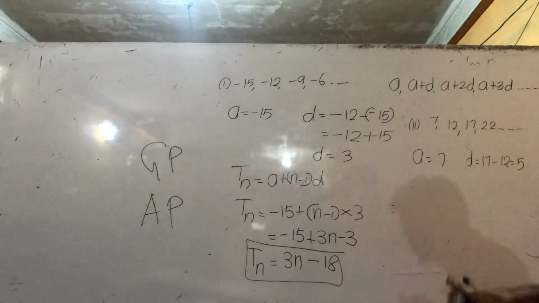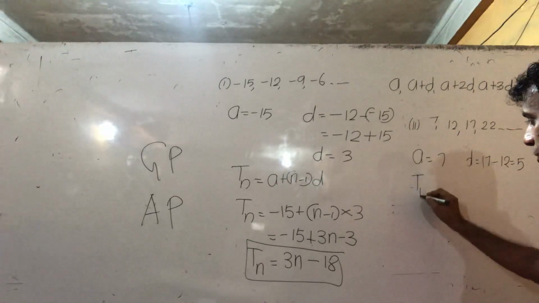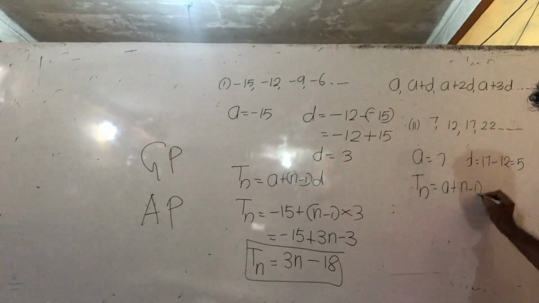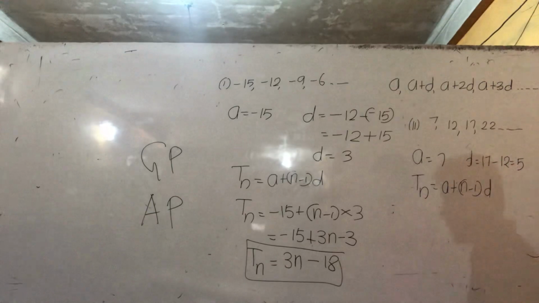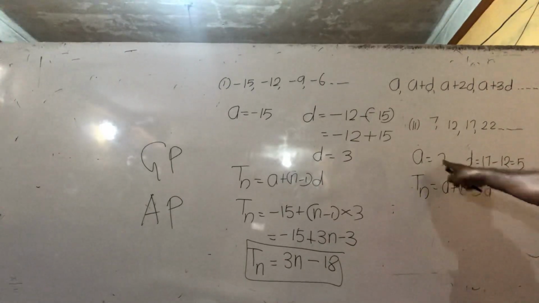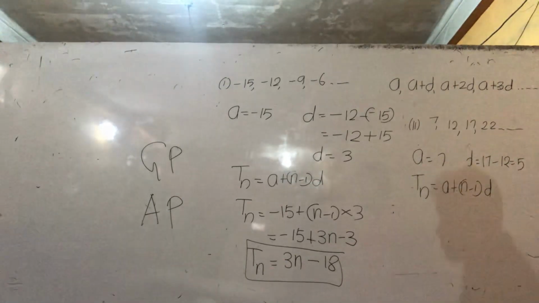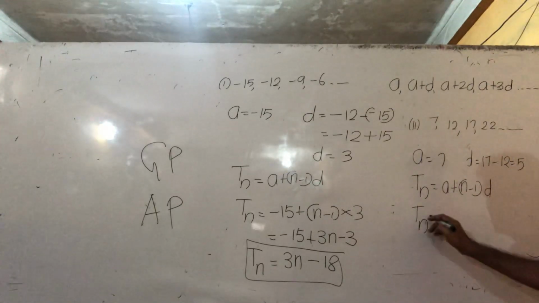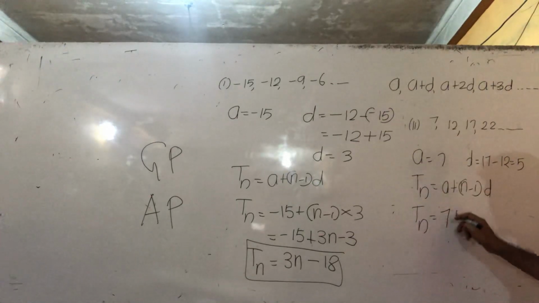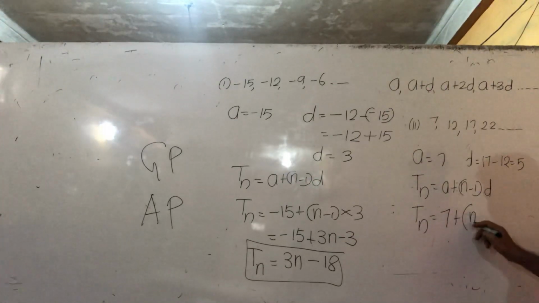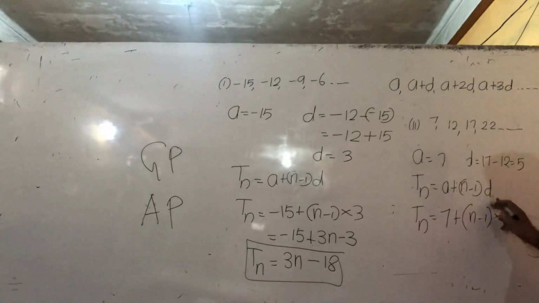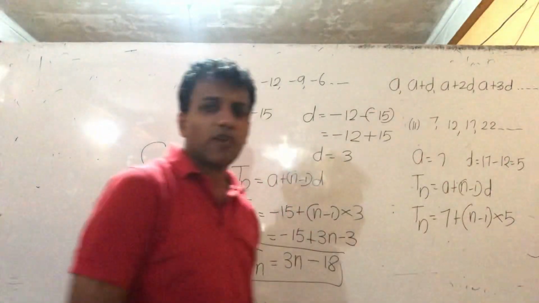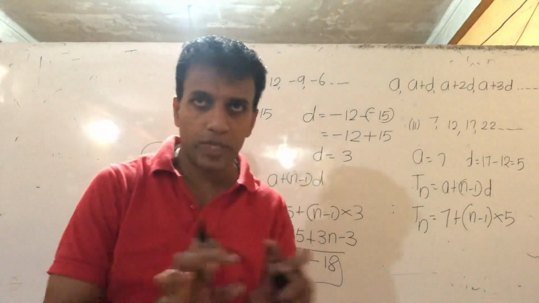Okay, now write the nth term formula. Tn equals A plus n minus 1 into D, right? Now write everything. Put A for 7, D for 5 and simplify that. So Tn, the nth term, A for 7, n for n, minus 1, D for 5. Now simplify, get a linear expression.